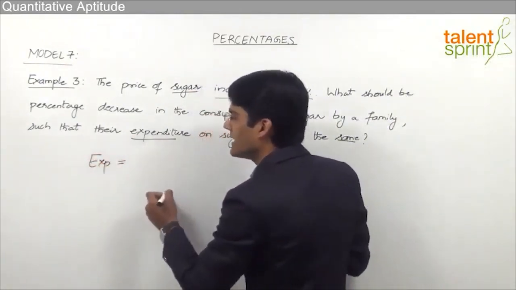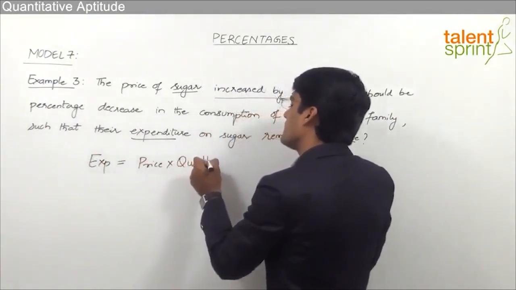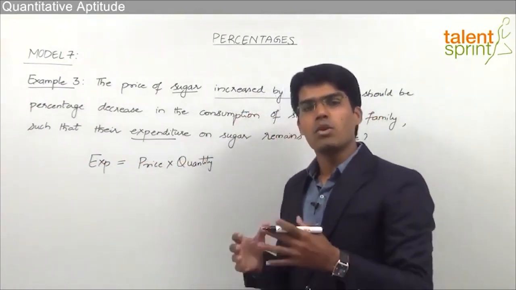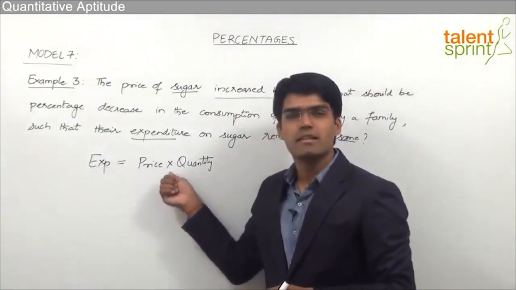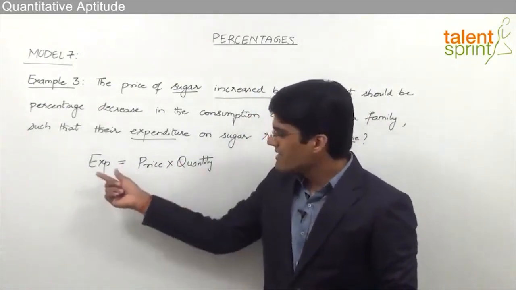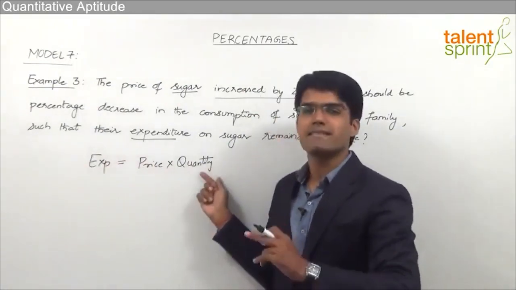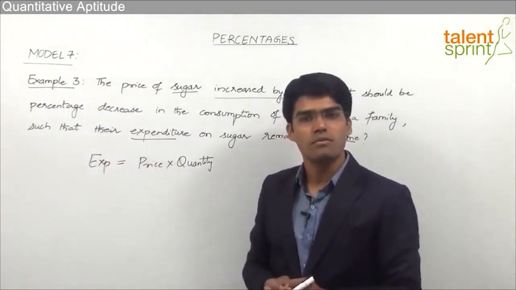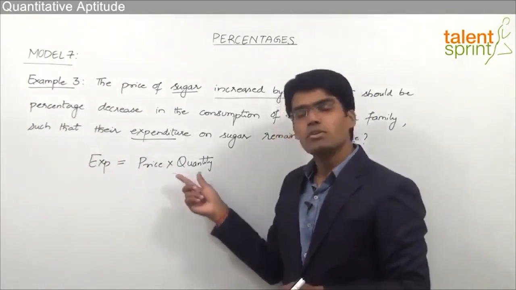Expenditure can always be taken as price into quantity. For example, let's say that the price of sugar is 20 rupees per kg and the quantity that we have bought is 5 kgs. So the expenditure will be 20 into 5, that is equal to 100 rupees. So expenditure is nothing but price into quantity. If you try to understand, expenditure is the same as revenue. Revenue also is price into quantity as discussed in the previous example. But the only difference here is revenue is from the shopkeeper's point of view and expenditure is from the customer's point of view.